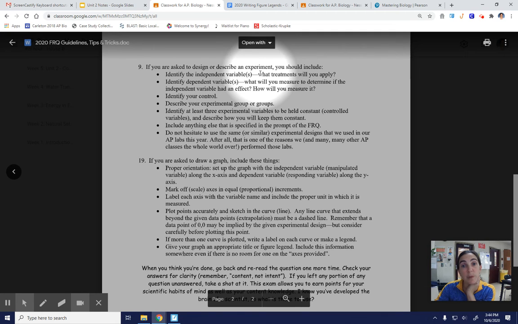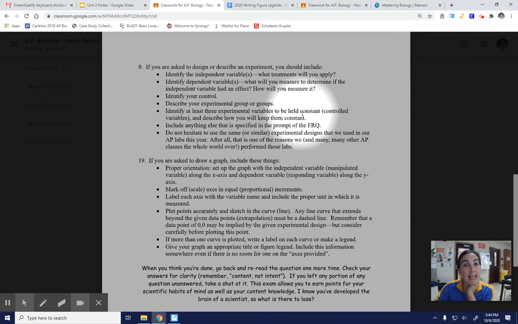So this also helps you when you're working on labs in this class because it kind of has a checklist of all the things you need to include: your independent variable and dependent, your control and experimental groups, and variables to be held constant. Every time you're asked to design an experiment, whether it's for a lab report or an FRQ, you should include those pieces. It also gives you some things that I will be looking for every time that you make a graph. So again, before you turn in today's transpiration lab, double check and make sure that it meets all of these criteria, because those are the types of things that I look for when I grade your labs as well as your FRQs.